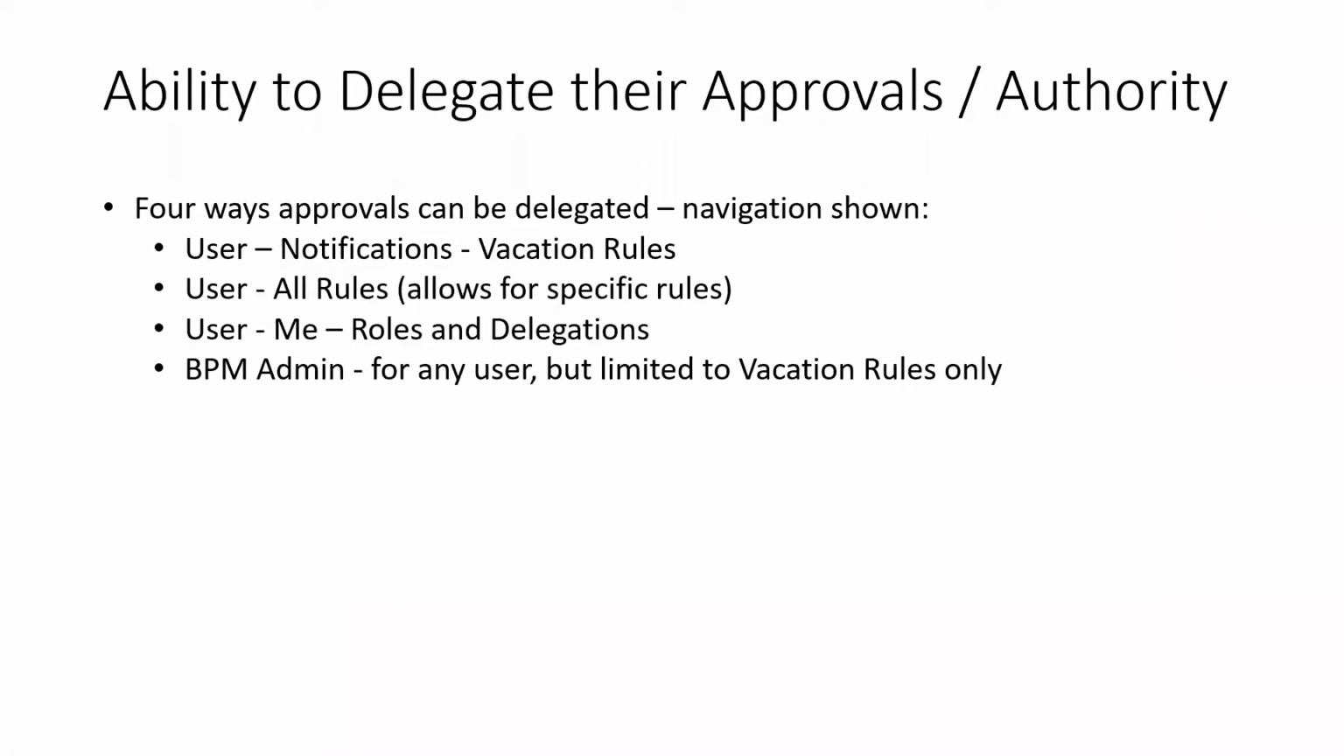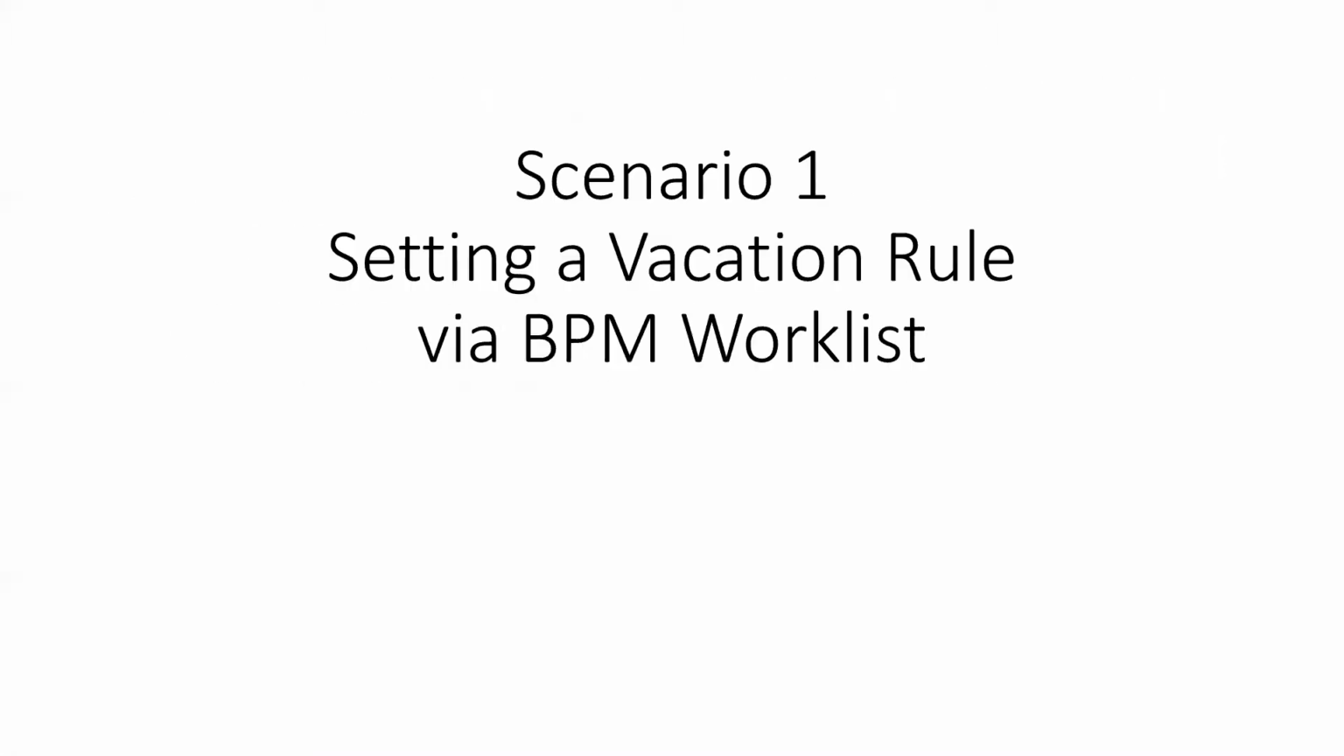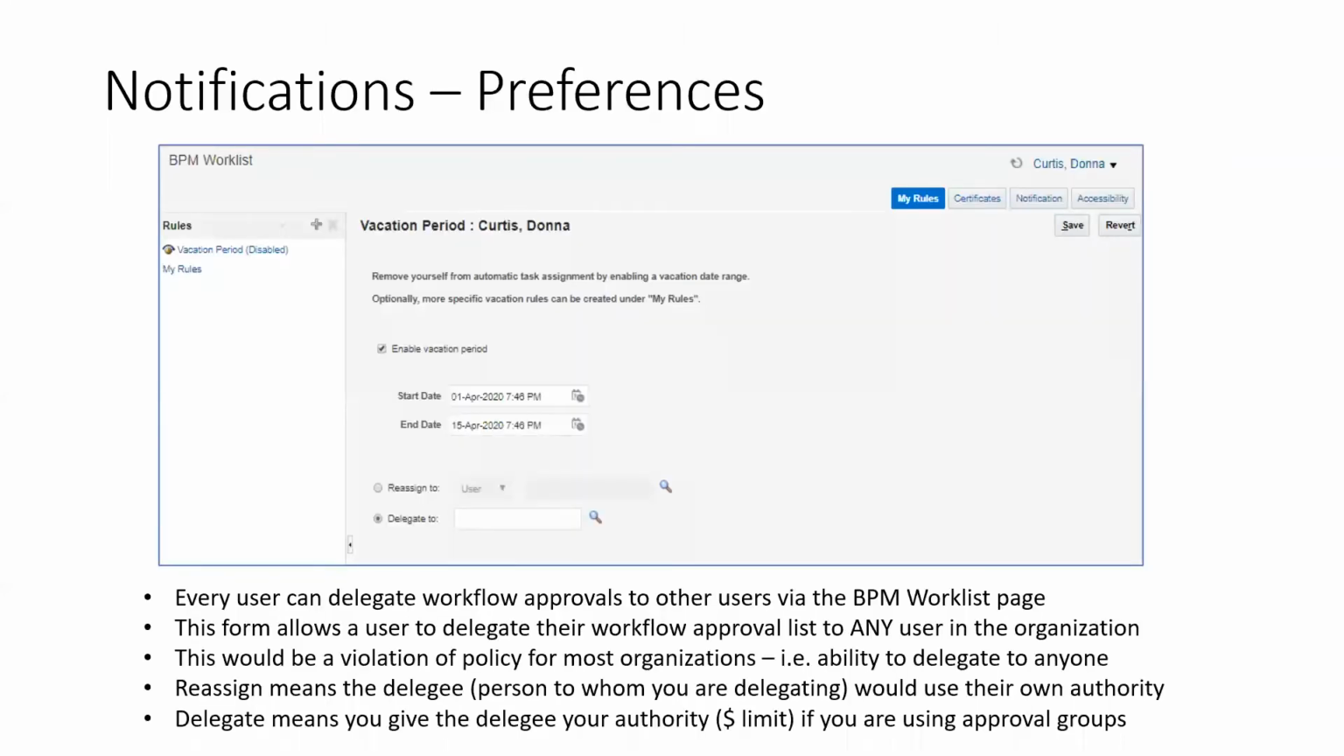These are the 4 ways that approval authority can be delegated. 3 ways can be done via a user themselves, and 1 way via an admin. The first way to delegate workflow approvals is through the BPM Worklist. This page is integrated with the same privilege that gives a user access to the workflow notification.